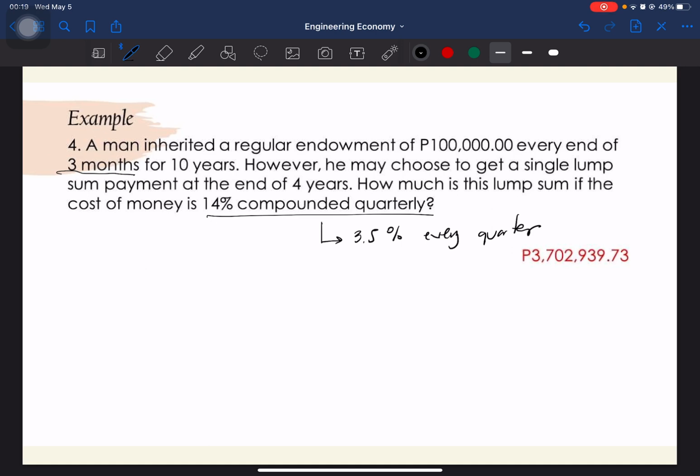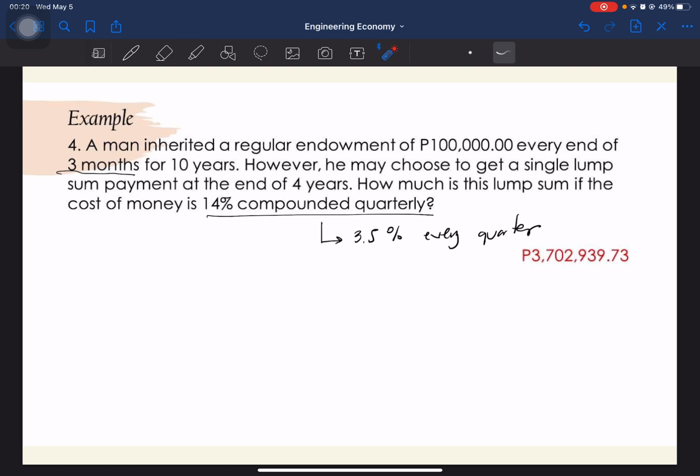Teka, ano muna yung endowment? A man inherited a regular endowment of 100,000 every end of 3 months. Ibig sabihin na pamanahan siya. Okay, di ba? Sana all. Every 3 months, makakakuha siya ng 100,000. Okay, pamana sa kanya yun. And that will happen for 10 years. Di ba? So every year, makakuha siya ng 400,000 pesos in cash times 10 years yun. So, ibig sabihin, 4 na milyon ang matototal niya, di ba? Kapag pinili niya yung option 1 na 100,000 every 3 months.